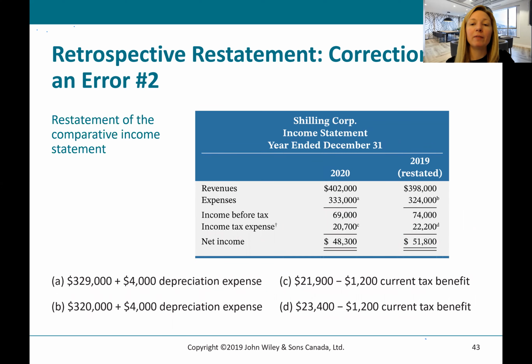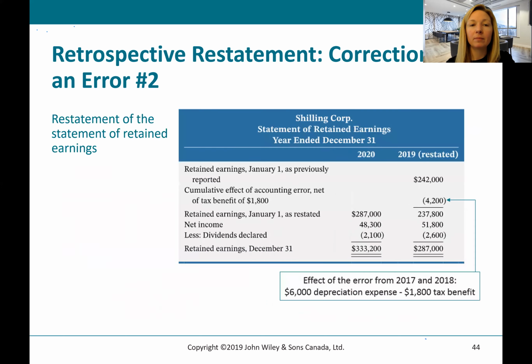We're going to restate the comparative income statement. So we're going to put those brackets in that say restated and restate all the amounts as if it was always stated that way. And we're going to restate our retained earnings. So here is our ASPE statement of retained earnings. So we've got retained earnings as previously reported, the cumulative effect of the accounting error, and we do disclose it net of tax, which is important. And we do disclose what the tax taken off of it is. Then we're going to have our retained earnings as restated opening, then net income, dividends declared, whatever was going on in that account, and our ending retained earnings.